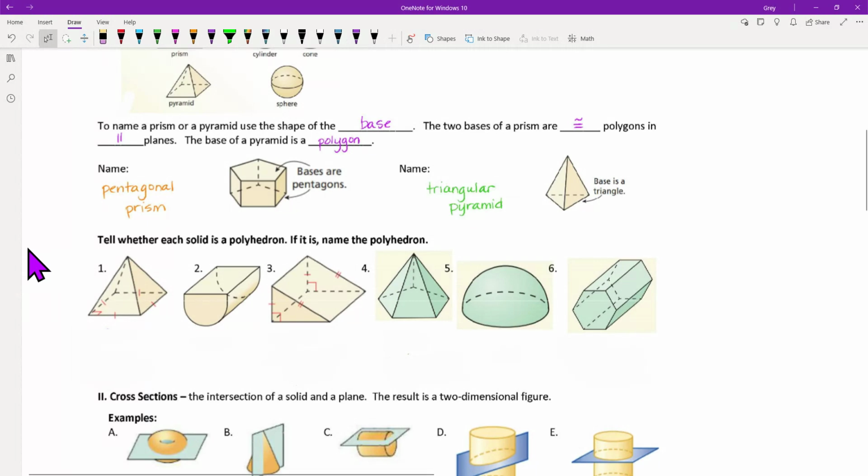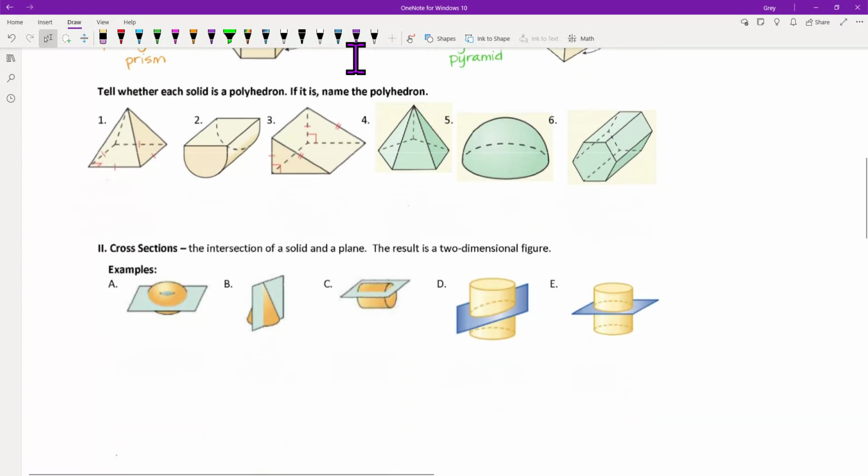So, look at our examples. Tell whether each solid is a polyhedron. If it is, name the polyhedron. So remember, polyhedron means everything's made of polygons, and I don't have any curves. The first one, yes, it is a polyhedron. The base has all four sides the same, and I have right angles, so it would be called a square pyramid.